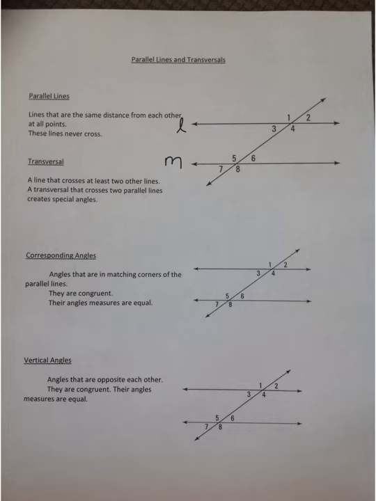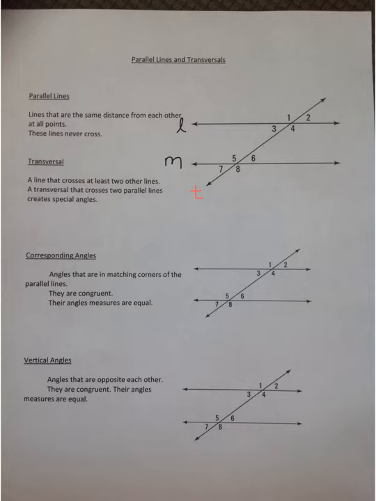A transversal is a line that crosses at least two other lines. A transversal that crosses two parallel lines creates special angles. This is the transversal we're calling T.